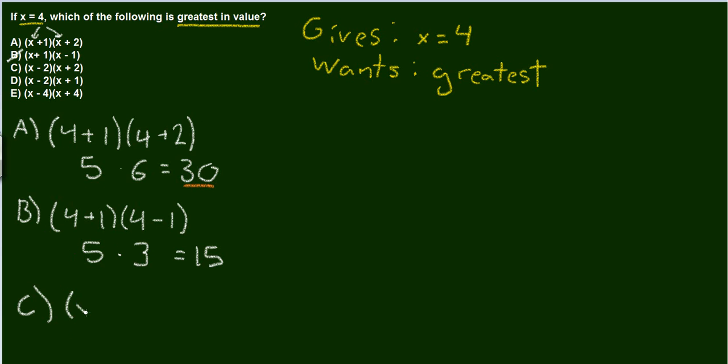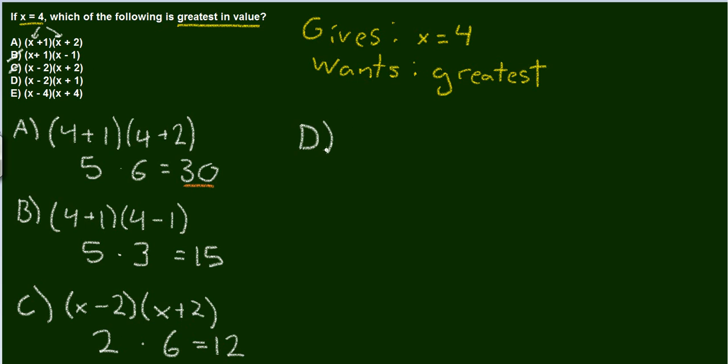C, x minus 2 times x plus 2. X minus 2, that's going to be 2. X plus 2 again is going to be 6. 2 times 6, 12. No good. C is out. Moving on.